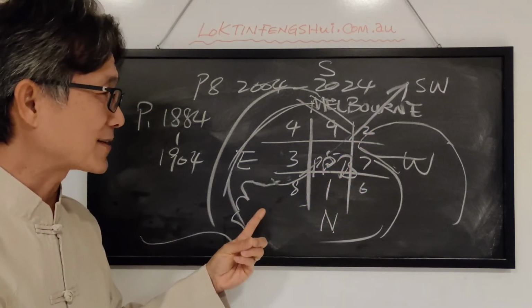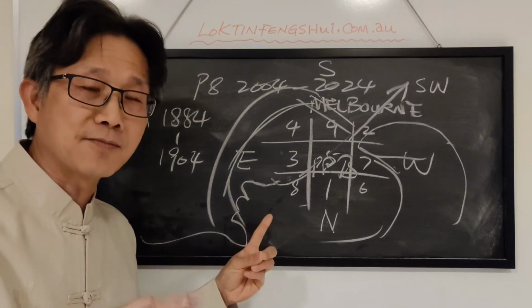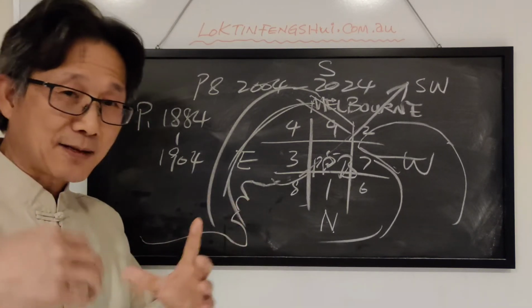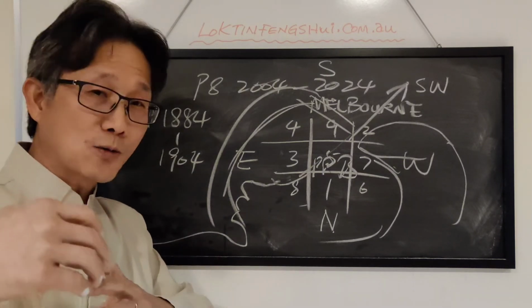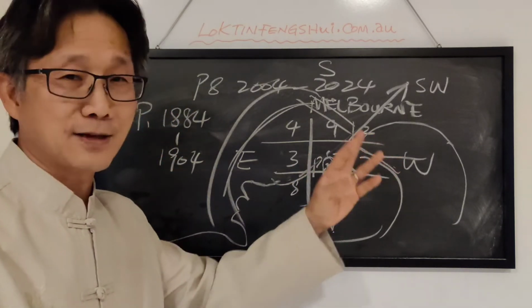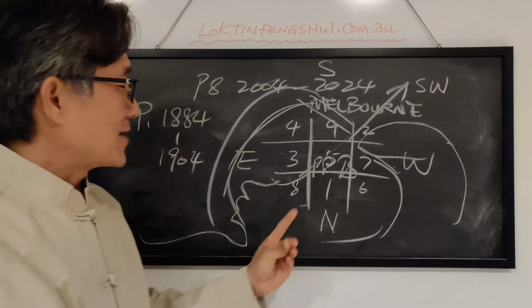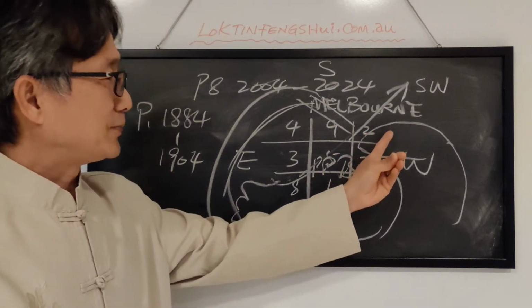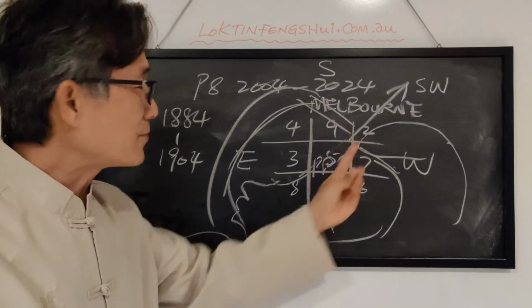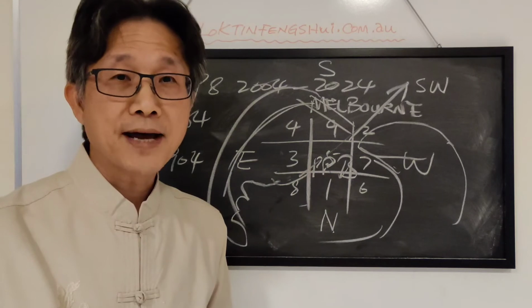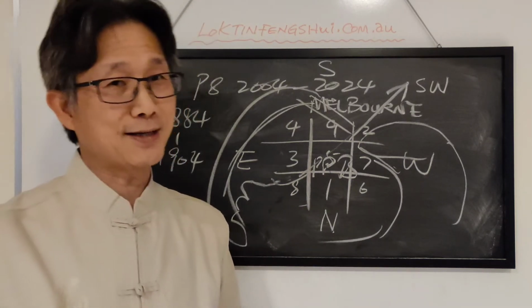In Feng Shui, we say 山上龍神不下水，水上龍神不上山. So the mountain dragon doesn't want to go to the water, and the water dragon does not go to the mountain. So in this configuration, that means in period 2, the economy will be very bad. It's no good at all.